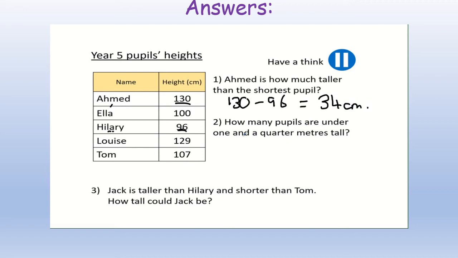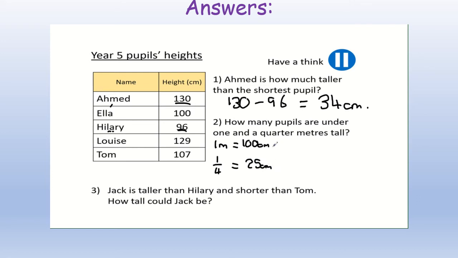And question 2, how many pupils are under 1¼ metres tall? Well, to know this, you need to know that 1 metre is 100 centimetres. So half of that would be 50 centimetres. And if you remember from our starter, we said a quarter was half of a half, or 4 equal parts. So that makes a quarter 25 centimetres.